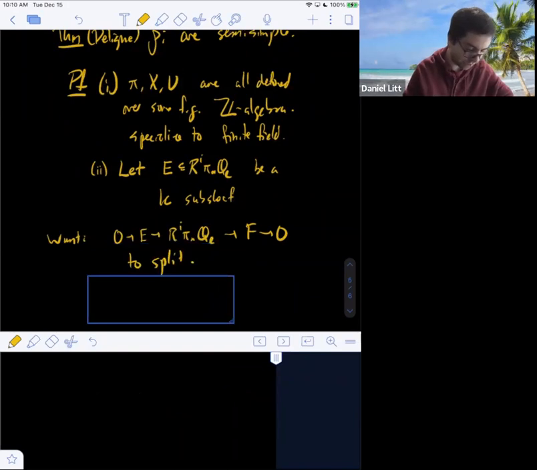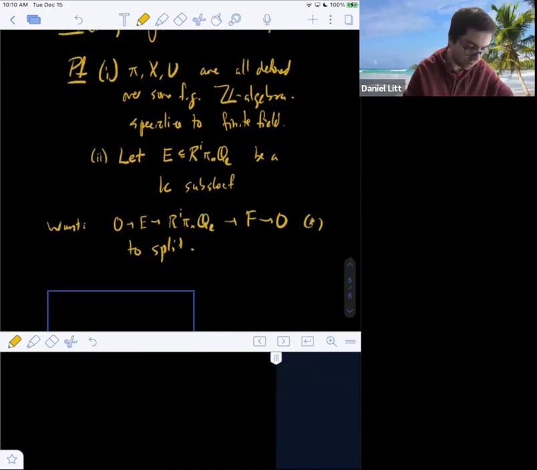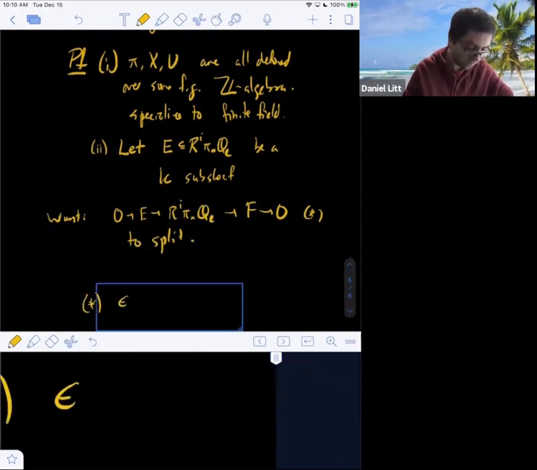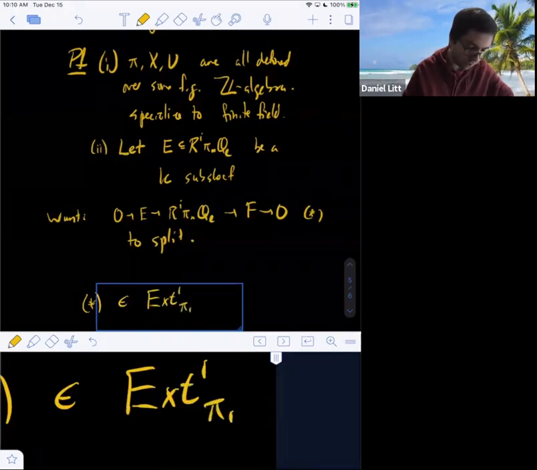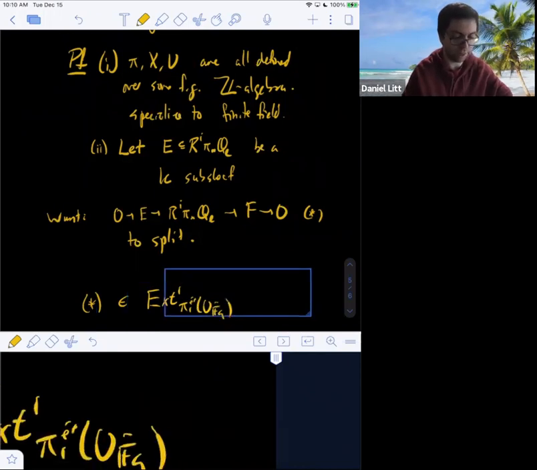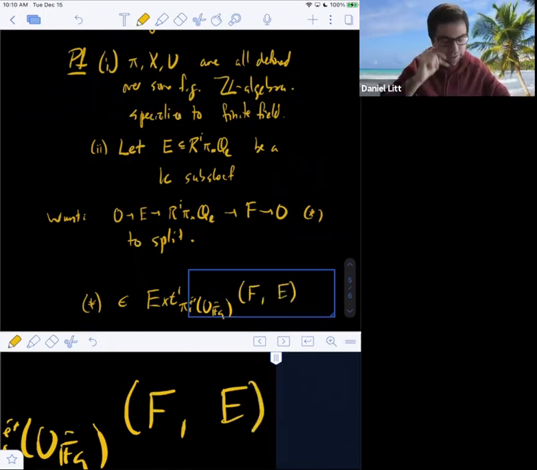Okay, so this extension is given by, let's call this extension star. So this star lives inside of X1 pi 1 étale of U F_q bar. So these are the extensions of representations, F comma E. Okay, but in fact, it lives inside of a subspace of this. Does anyone see what kind of subspace it lives in?